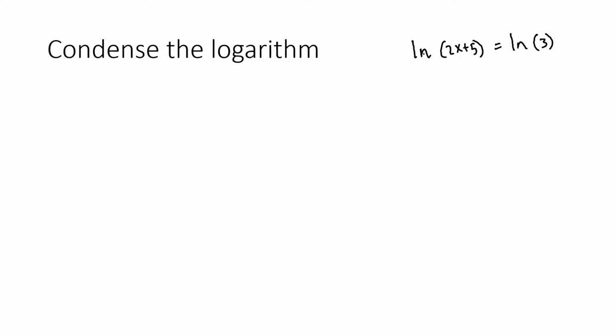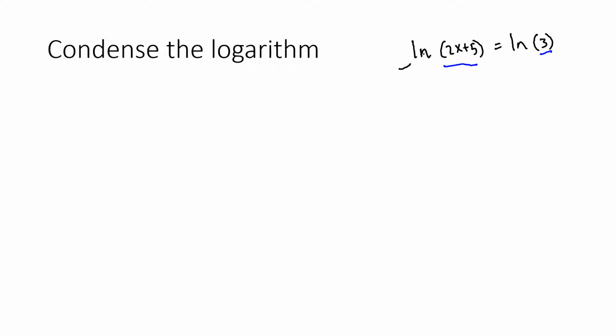Well, first of all, we know that 2x plus 5 has to equal 3 because these logarithmic functions are equal to each other. So their arguments have to be equal. But if you don't understand that, just think about it this way. Let's say that we exponentiated both sides. Think about, what is the base of the natural log?